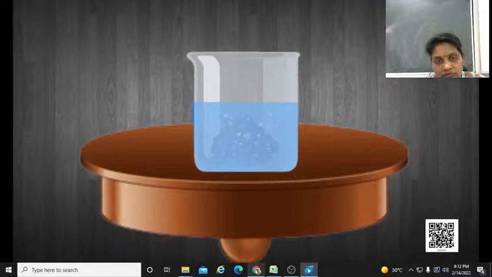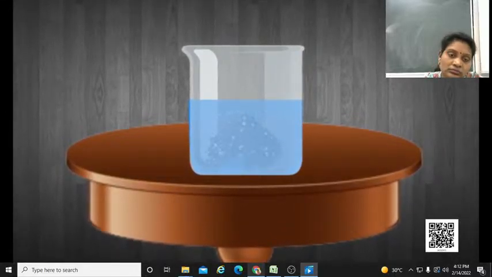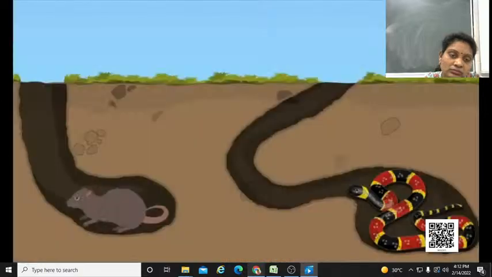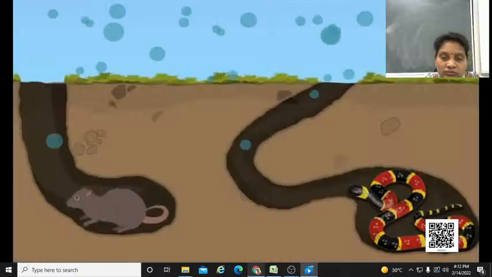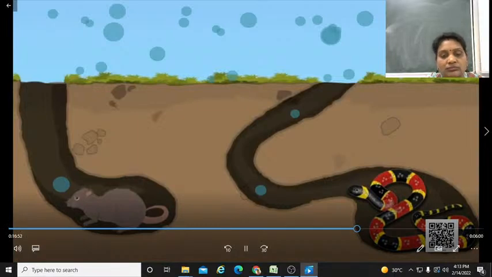We see that as the soil starts absorbing water, bubbles start coming out of it. These bubbles show the presence of air in the soil. The organisms that live inside the soil make burrows or deep holes in the soil. These burrows make spaces available for air to move in and out of the soil.